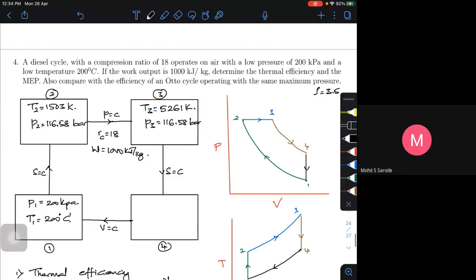You can solve the same problem for the Otto cycle, considering the same conditions, the same maximum pressure. What is the maximum pressure? It is 116.58. Try to solve for the Otto cycle, in the same fashion as whatever we did yesterday. Take it as homework. That will help you learn how to solve the problem on the Otto cycle.